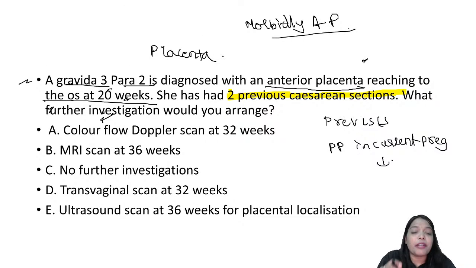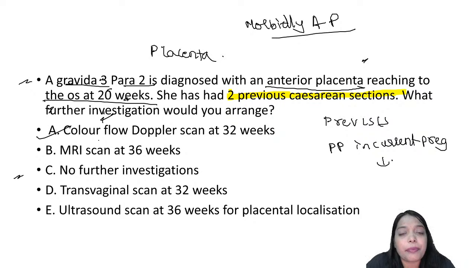As I am suspecting morbidly adherent placenta, how can I confirm whether there is a morbidly adherent placenta or not? I can do a color flow Doppler at 32 weeks. Anyway, I'll do a 32-week scan to see whether the placenta is migrating or not. Along with that, when I do color flow Doppler, if I see increased retroplacental blood flow, it confirms my diagnosis that I am dealing with morbidly adherent placenta. Why do we see morbidly adherent placenta?